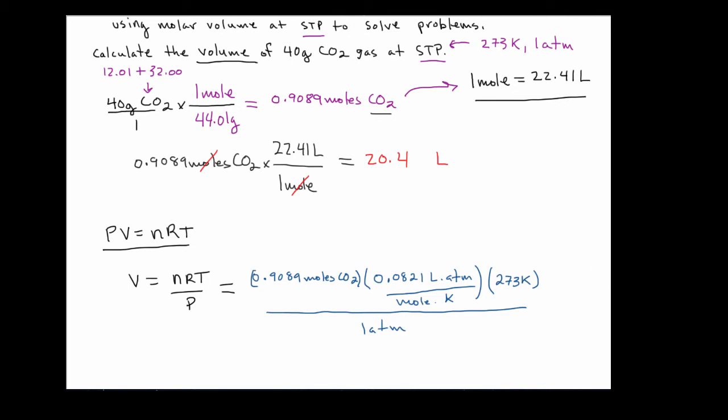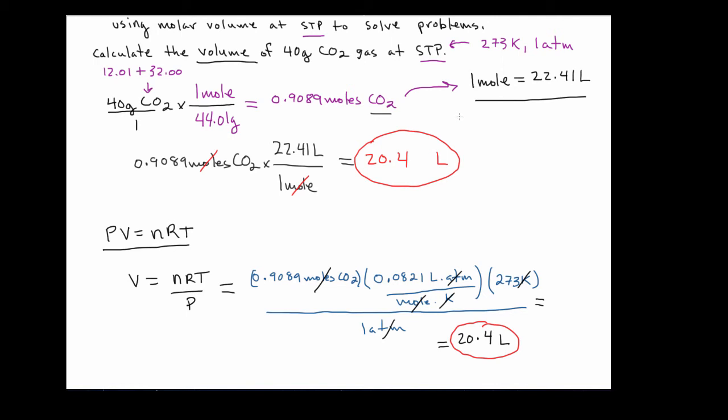Using this method, again looking at the units before we crunch the numbers, the moles cancel out, the atm cancel out, the temperature in Kelvin cancels out, and we have successfully solved for liters. When you run the numbers in your calculator, you find that you get exactly the same volume that we calculated above. But you can see that the lower calculation required quite a bit more work.